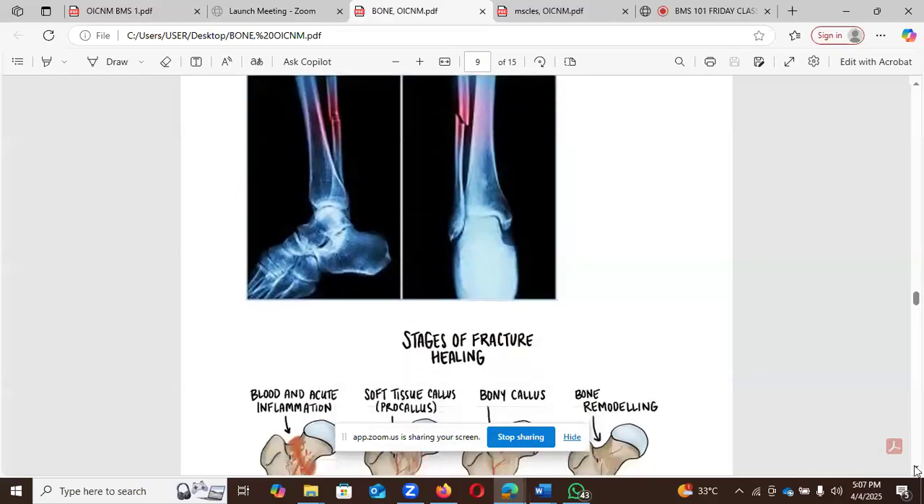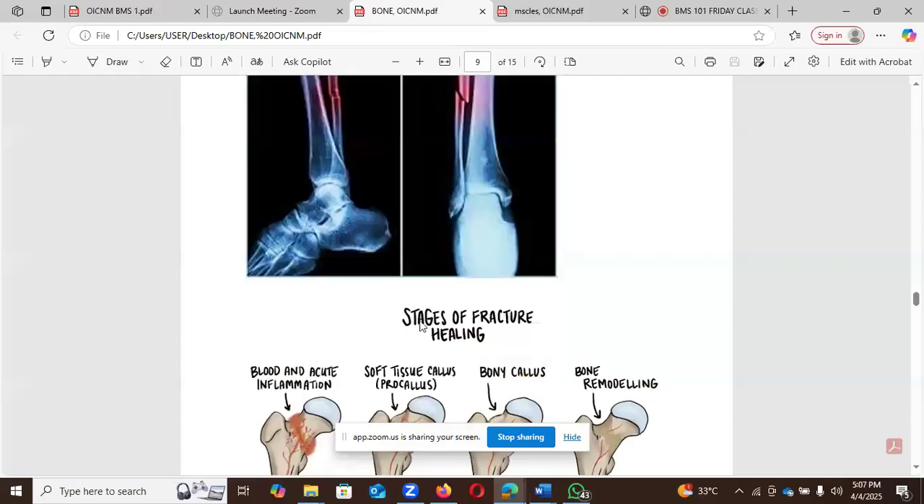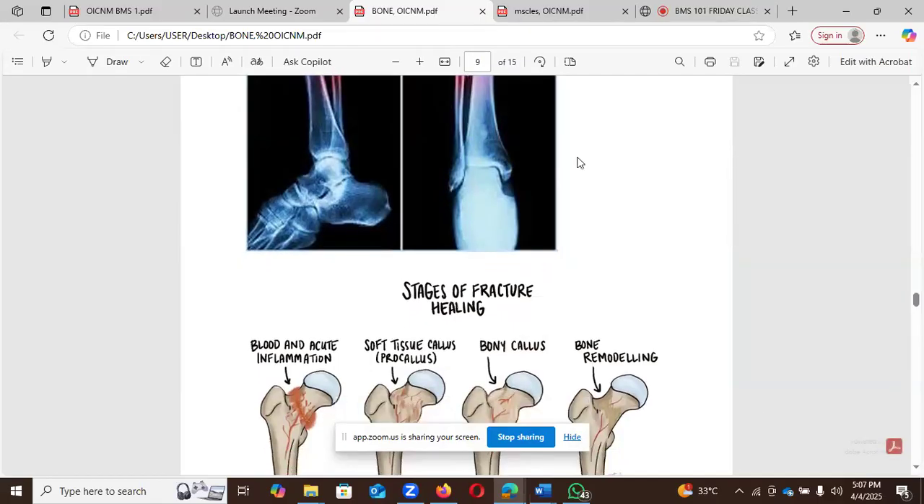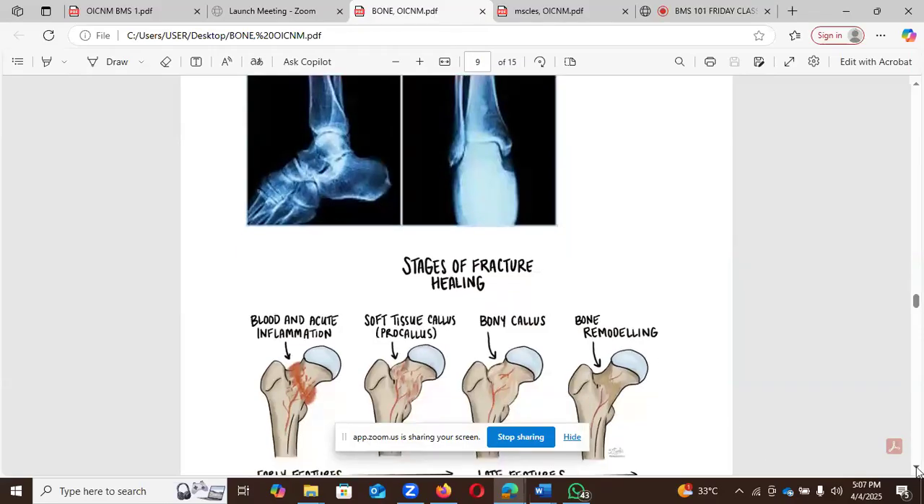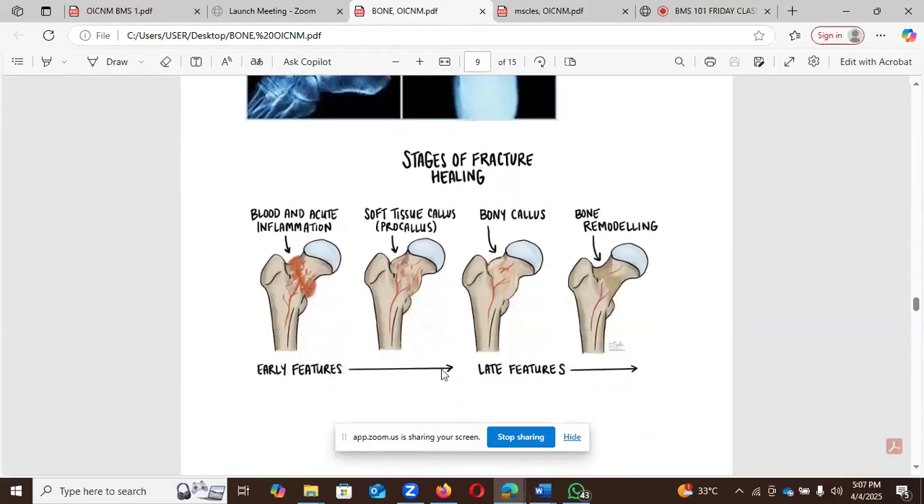So during the stages of a fracture, when you have a fracture and there is a healing process, these are the stages. You have number one, hematoma. Hematoma is blood clotting outside the bone. Okay, you have hematoma and inflammation. So you have blood clotting outside the bone and the inflammation process.